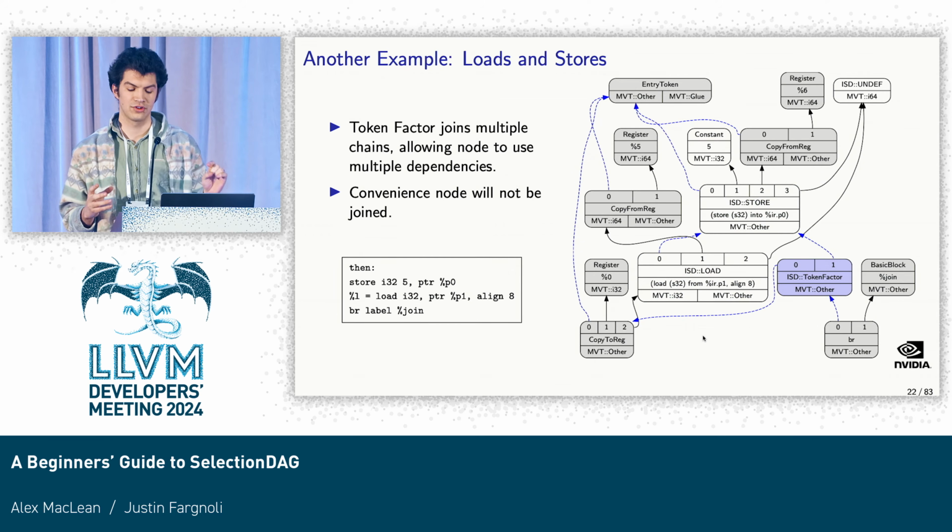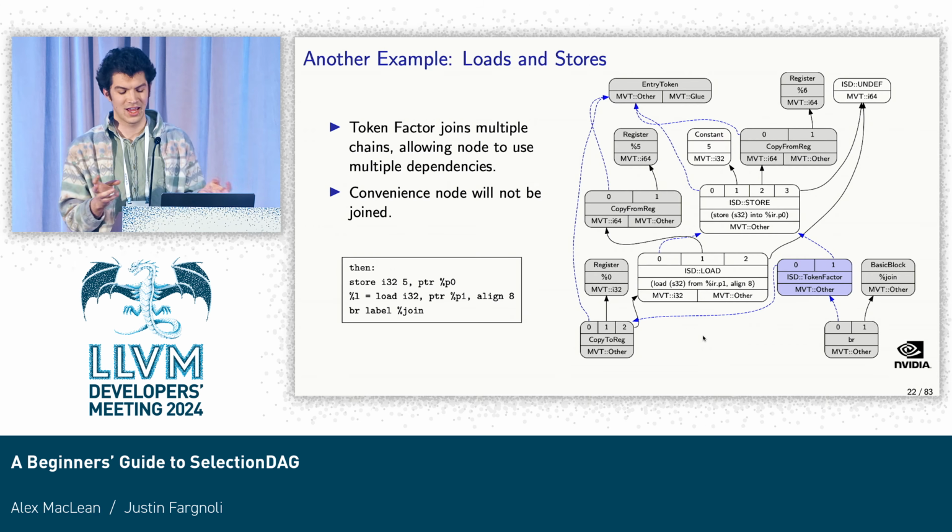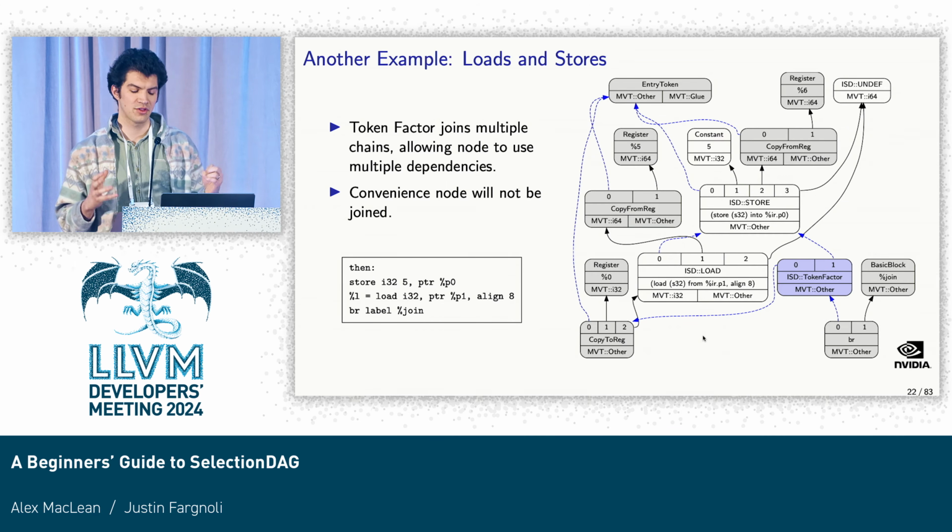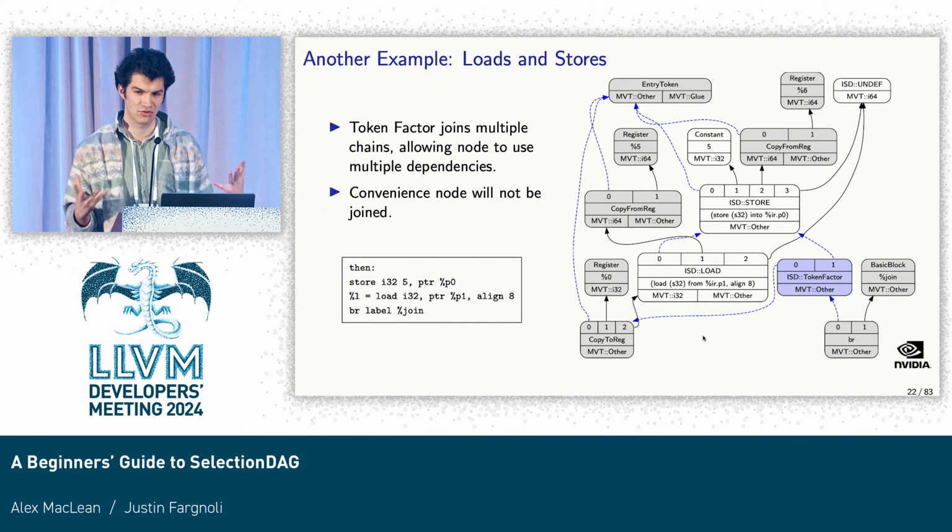One other node we should touch on here is the TokenFactor. This is sort of a weird name, but really all it is is a way to take two chains and join them together. So this is a way for the branch to depend on two different things happening. In this case, before we branch, we need to store a value, and we need to make sure the value from the load is copied to a register. So it's not going to become any instruction. It's just a convenience to allow a node to depend on multiple values.